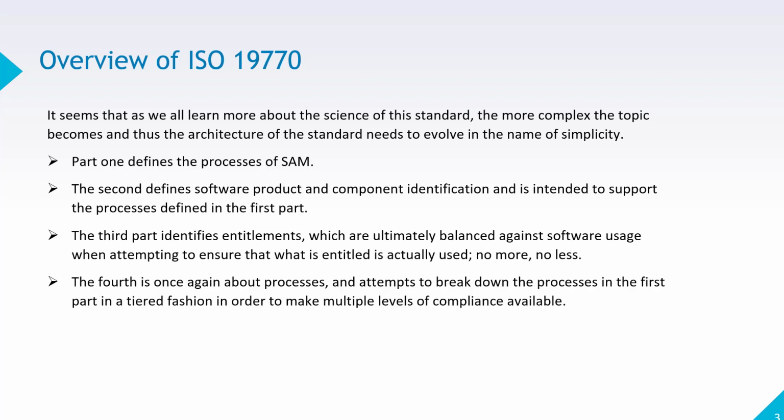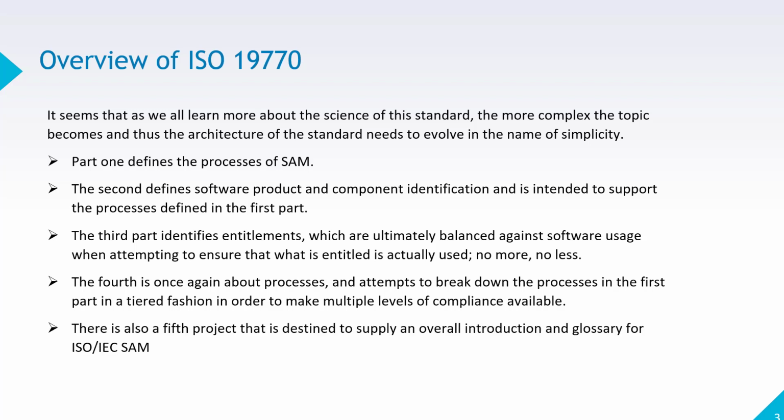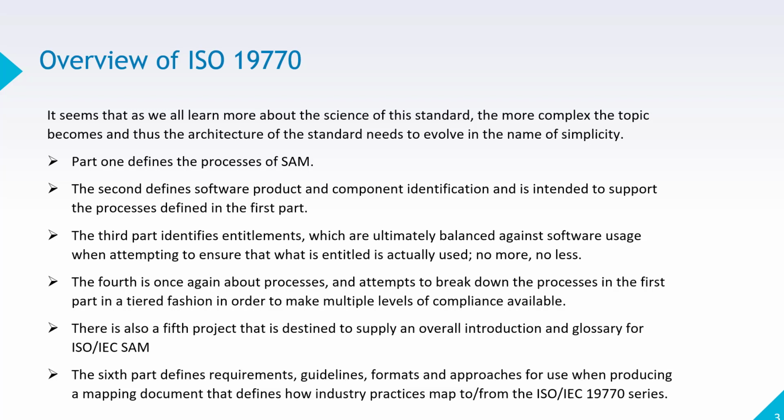The fourth is once again about processes, an attempt to break down the processes in the first part in a tiered fashion in order to make multiple levels of compliance available. There is also a fifth project that is destined to supply an overall introduction and glossary for ISO SAM. The sixth part defines requirements, guidelines, formats, and approaches for use when producing a mapping document that defines how industry practices map to or from the ISO 19770 series.